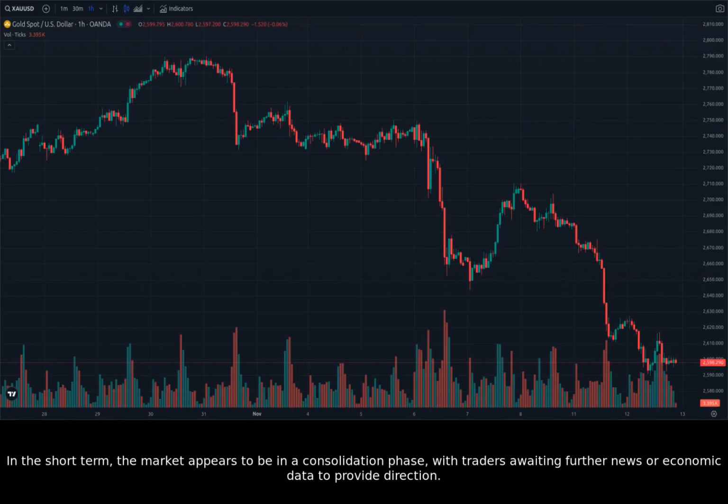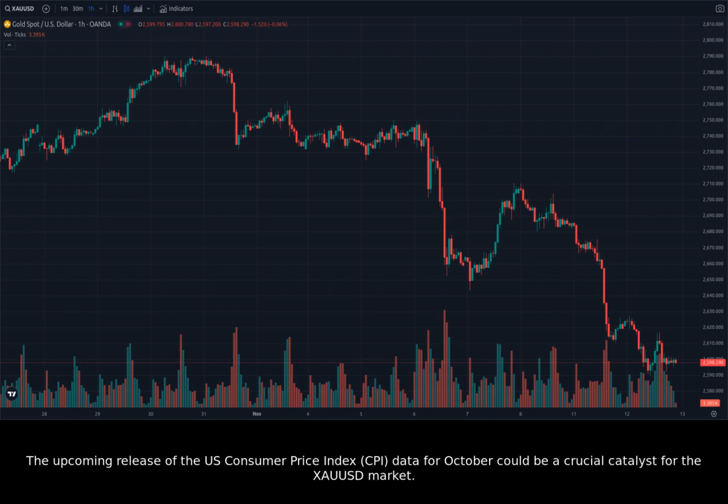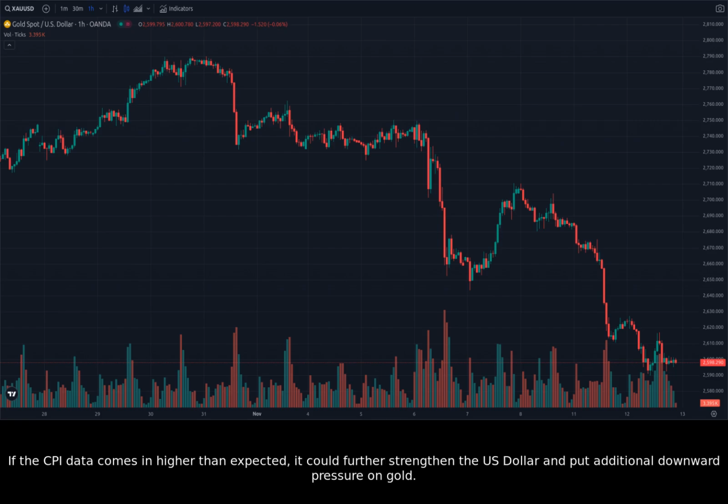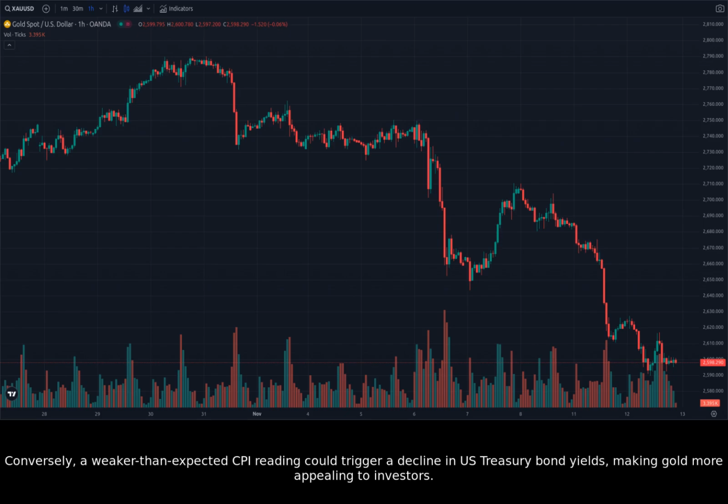In the short term, the market appears to be in a consolidation phase, with traders awaiting further news or economic data to provide direction. The upcoming release of the U.S. Consumer Price Index, CPI, data for October could be a crucial catalyst for the XAUUSD market. If the CPI data comes in higher than expected, it could further strengthen the U.S. dollar and put additional downward pressure on gold. Conversely, a weaker-than-expected CPI reading could trigger a decline in U.S. Treasury bond yields, making gold more appealing to investors.